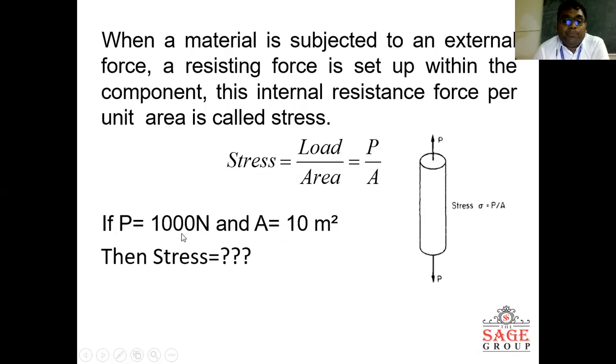If so, what will be the stress? This is a question for you. If this is 100 newton and the cross-sectional area of this cylindrical object is 1 meter square, so what will be the stress? You just divide. So P by A becomes 100 Newton per meter square, and Newton per meter square is also called a Pascal. So we can say 100 Pascal. Okay, so this is the simple way you can calculate the stress in an object.